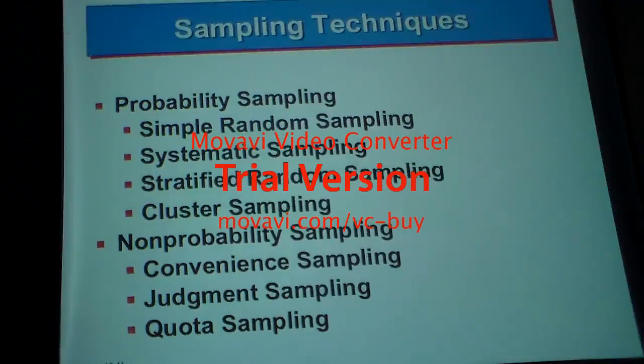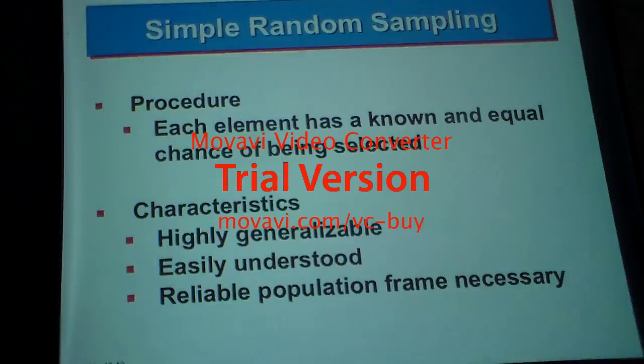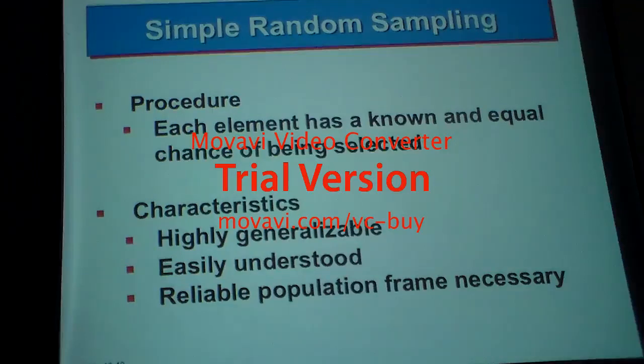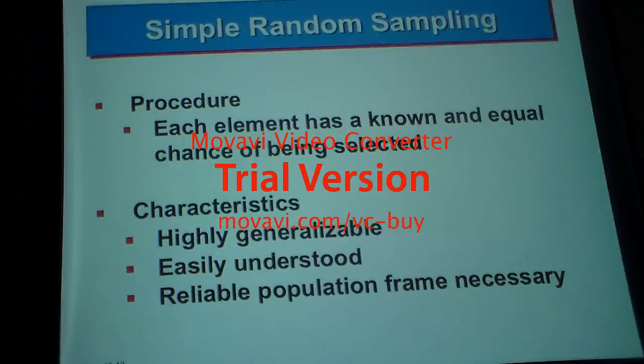The first one is simple random sampling. What do we mean by it? The procedure: each element has a known and equal chance of being selected. This is the very easiest one. None of the elements is preferred over other elements. There is no exception. All of them have an equal chance, and this chance also can be determined, it is known. It depends on the number of elements. So we can calculate the probability of selecting any of the elements equally.